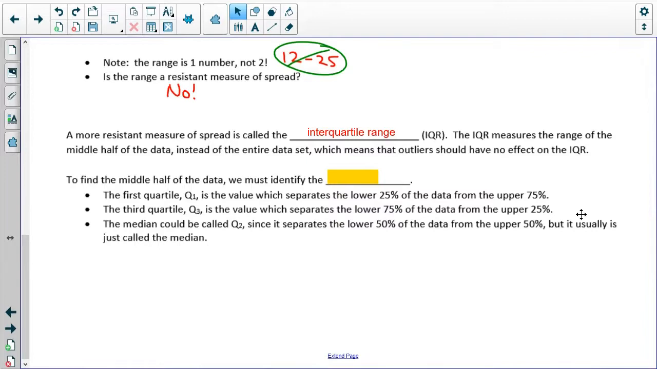So this means that we don't really care about outliers, because those are on the far edges, either the left or the right, and therefore it's not going to change that much if we have some sort of outlier. It's resistant to the effects of outliers and skewness. We have to identify quartiles in order to find an interquartile range. The first quartile, which we call Q1, is at the 25th percentile. The third quartile is at the 75th percentile. And the median, which we could also call Q2, cuts the data in half.